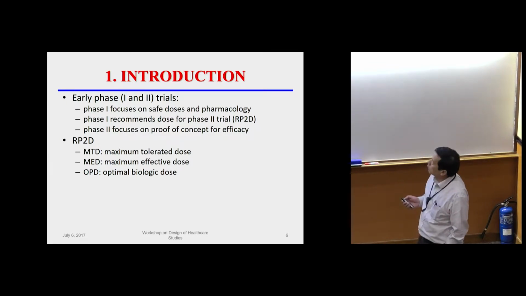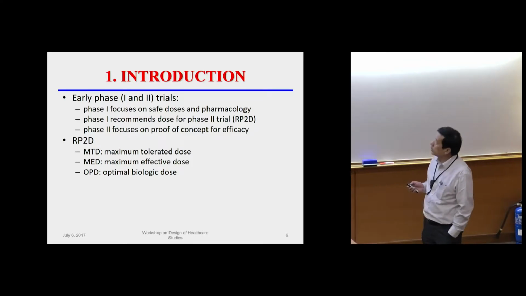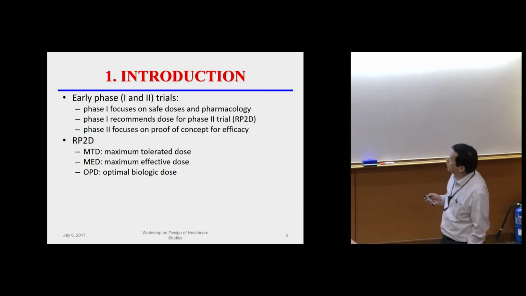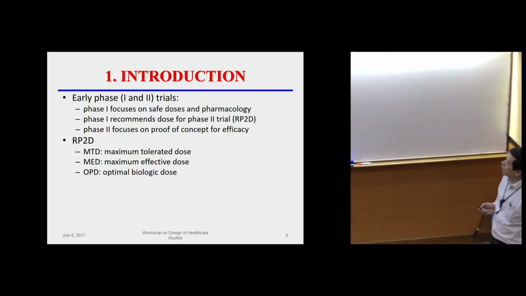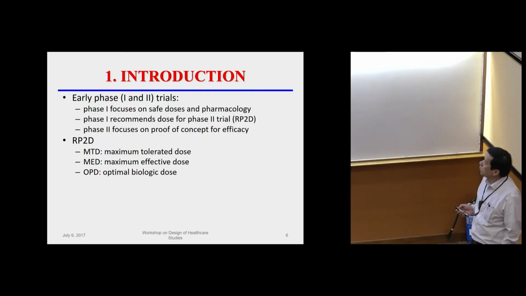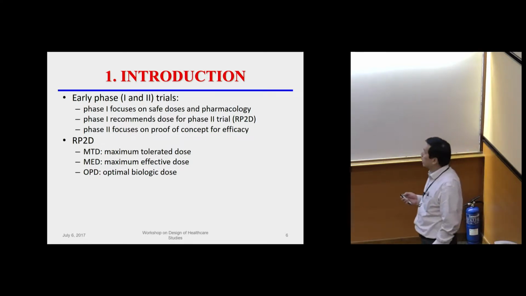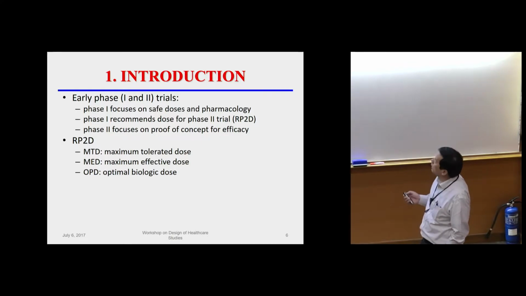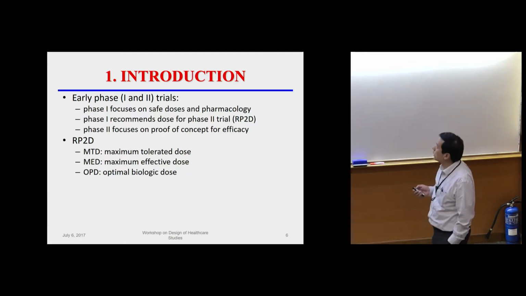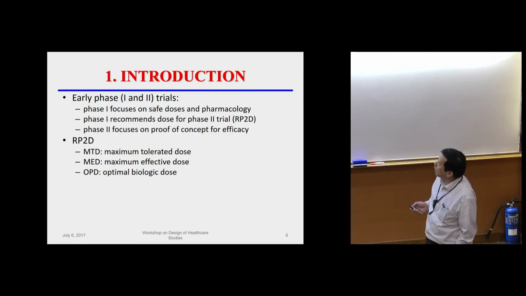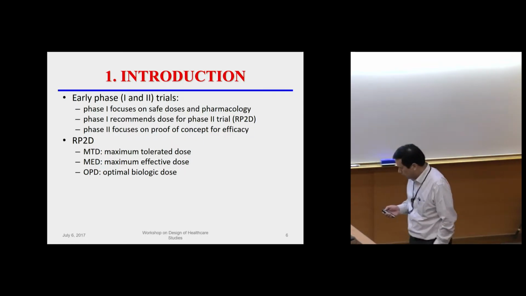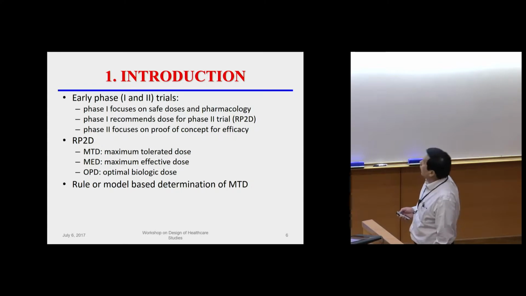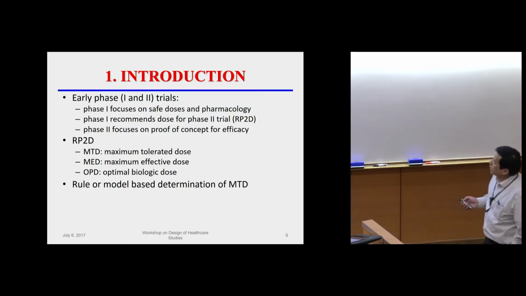In terms of the recommended phase 2 dose, there are different ways you can recommend a dose. One is MTD, the maximum tolerated dose, or MED, the maximum effective dose, which may not reach the tolerable level but is effective based on some signal or combined phase 1-2 trials. And also optimal biological dose, which is based more on biomarkers.